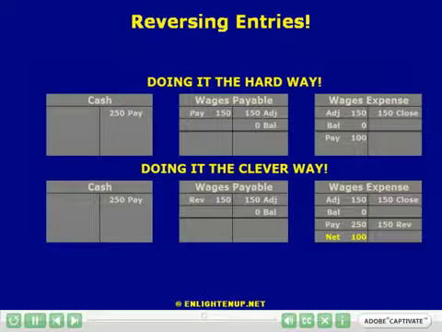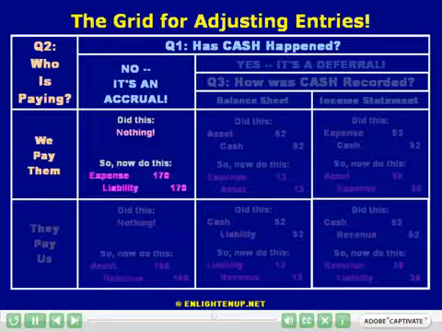Look at what happens when we do it using reversing entries. On Friday, the computer debits wage expense, credits cash like it does every Friday. All 3 accounts at the end of Friday show exactly the same balances. We have spent $250 in cash, we have paid off the payable, and we have $100 of year 2 wage expense. That is the upper left cell on our map of adjusting entries.